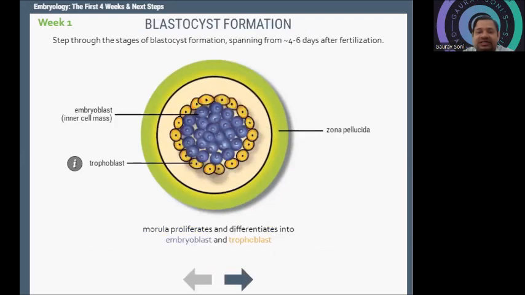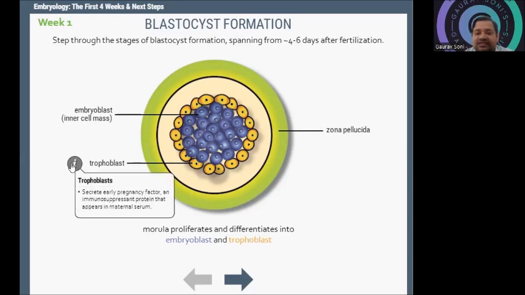So you can see now comes the blastocyst formation. Step through the stages of blastocyst formation spanning from 4 to 6 days after fertilization. You can see now cells are transformed into 2 layers. The first layer, which is outermost, is the trophoblast, which is shown in yellow color. Then you can see the embryoblast, which is the inner cell mass. These are called the inner cell mass. And still the zona pellucida is present. Remember, this is 4 to 6 days after fertilization. So the morula proliferates and differentiates into embryoblast and trophoblast.